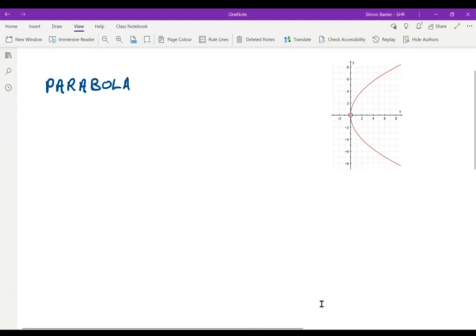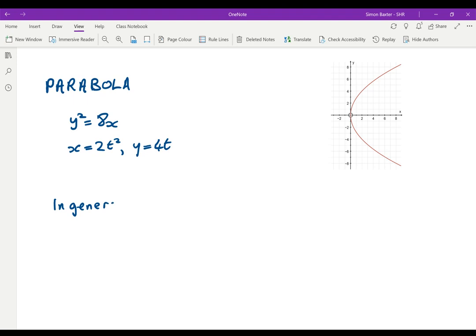We all know what a parabola looks like. The one in the diagram has equation y squared equals 8x, or if we write it in parametric terms, x equals 2t squared, y equals 4t. In general, we say that the equation of a parabola is y squared equals 4ax, or x equals at squared, y equals 2at.